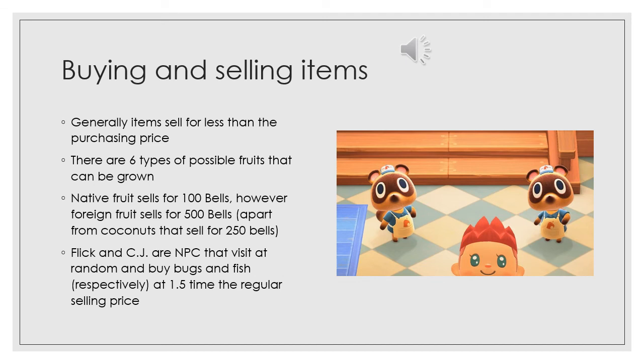There are also some NPCs called Flick and CJ who buy your bugs and fish at a higher price than you'd normally sell them at the standard shop in the game.